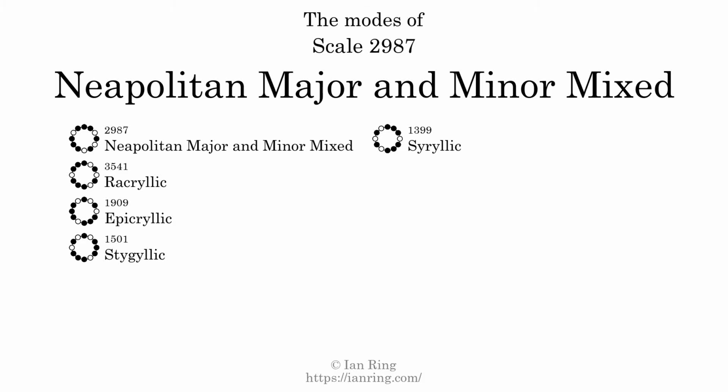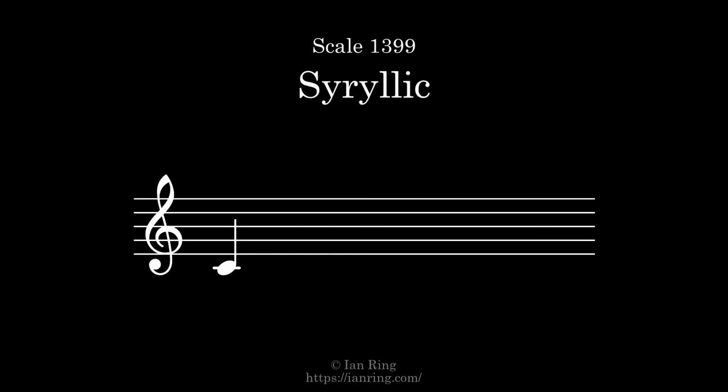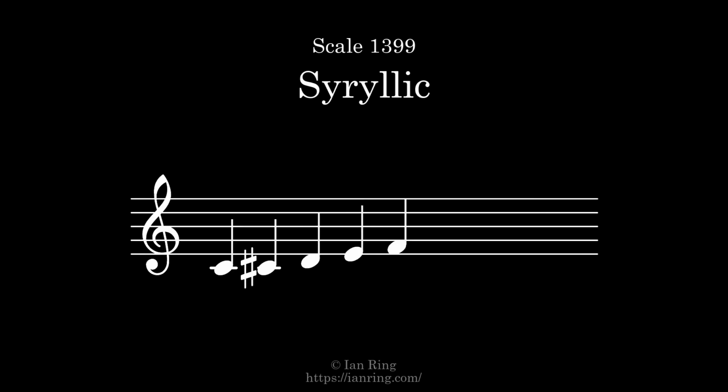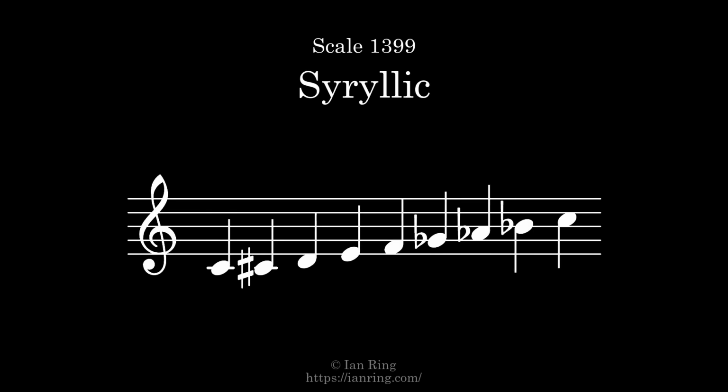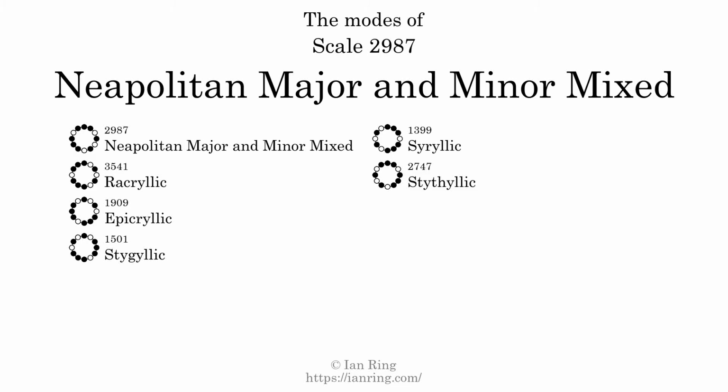The fifth mode is scale 1399, also known as Cyrillic. It sounds like this. The sixth mode is scale 2747, also known as Stythylic. It sounds like this.